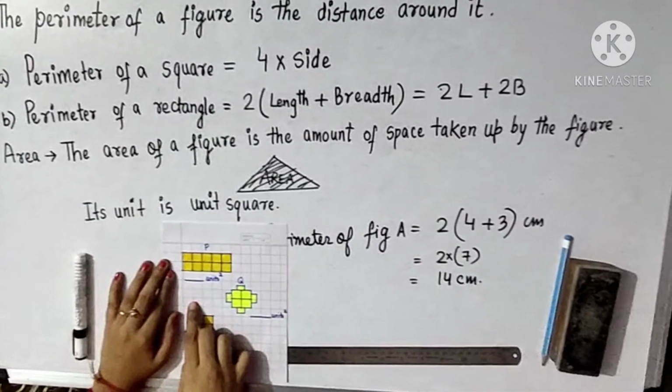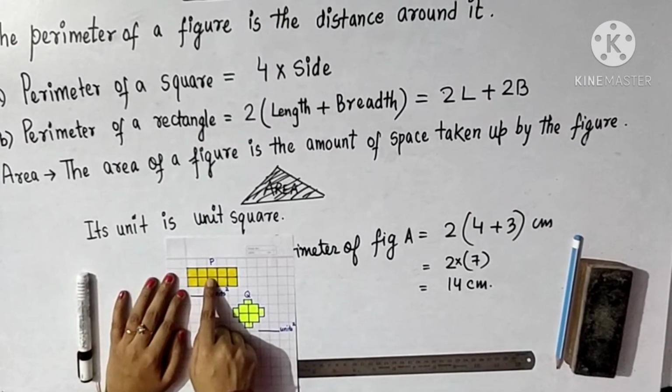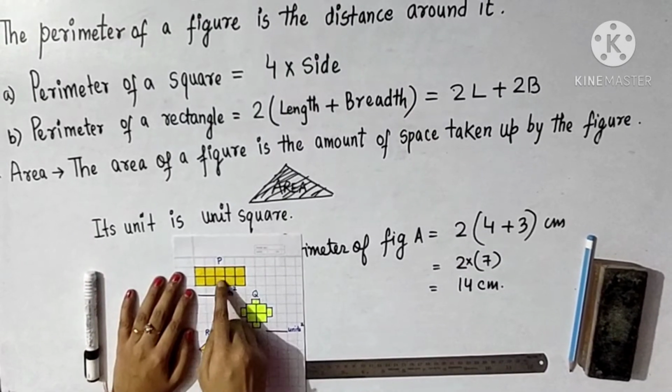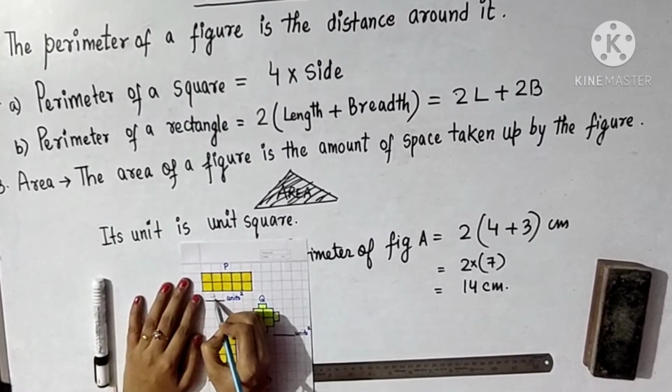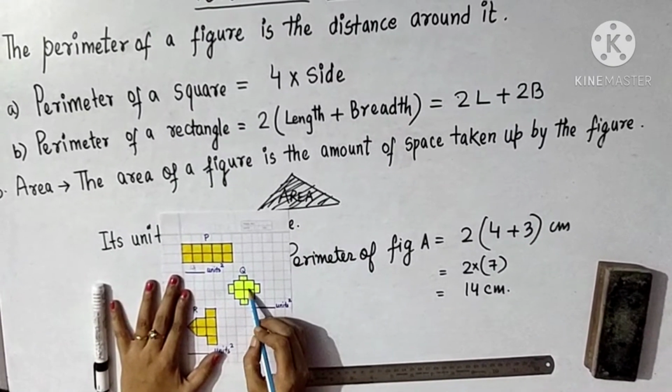So, how can we calculate the area of figure P? We just count the total grid squares. 1, 2, 3, 4. So, what is the area? 4 unit square. Now, let us see figure Q.